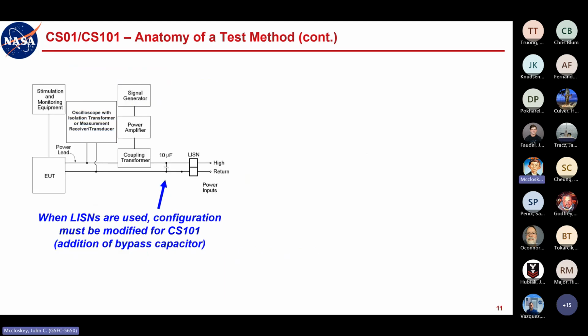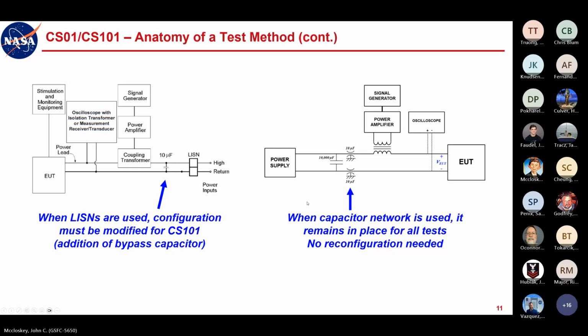So just a note here, when LISNs are used, you have to modify the configuration for CS101 by putting this 10,000 microfarad capacitor here. But the point is that if you're basing your configuration on LISNs, you've got to modify the configuration for CS101 and some other tests as well. But when you use the capacitor network, you set that up once and you leave it alone for all of your tests, including CS101. By and large, you leave that capacitor network alone for all of your tests. So it's just another fringe benefit of using the capacitor network.